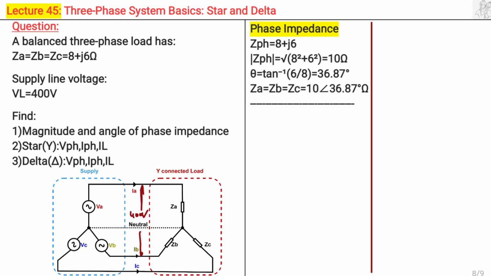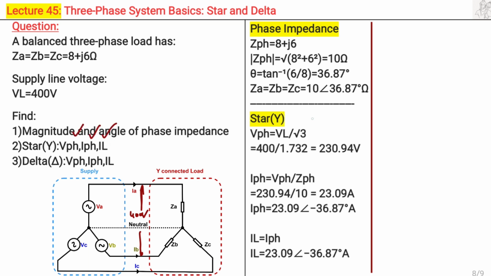Now for a star connected load, we have to find the phase voltage, phase current, and line current. We know that the phase voltage is simply the line voltage divided by root 3. So it is 400 divided by 1.73, which comes out to be 230 volts. So this voltage, that is the phase voltage, is coming out to be 230 volts.